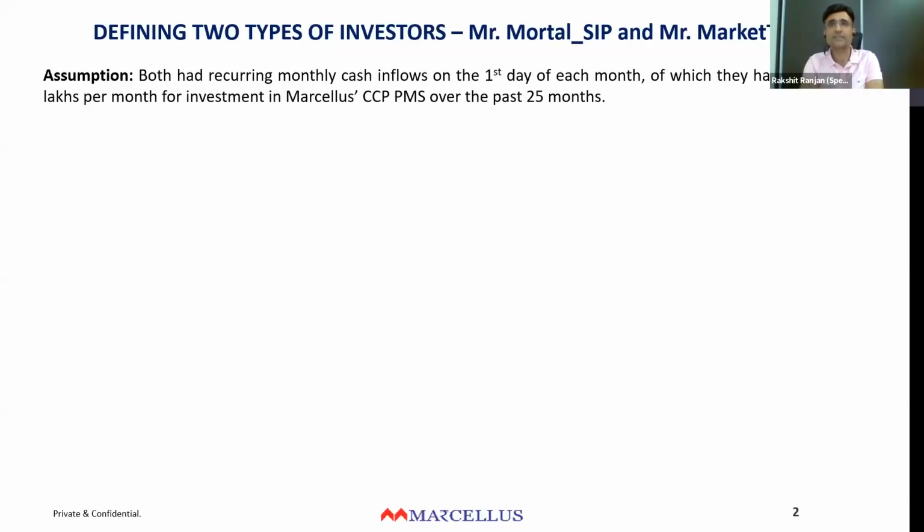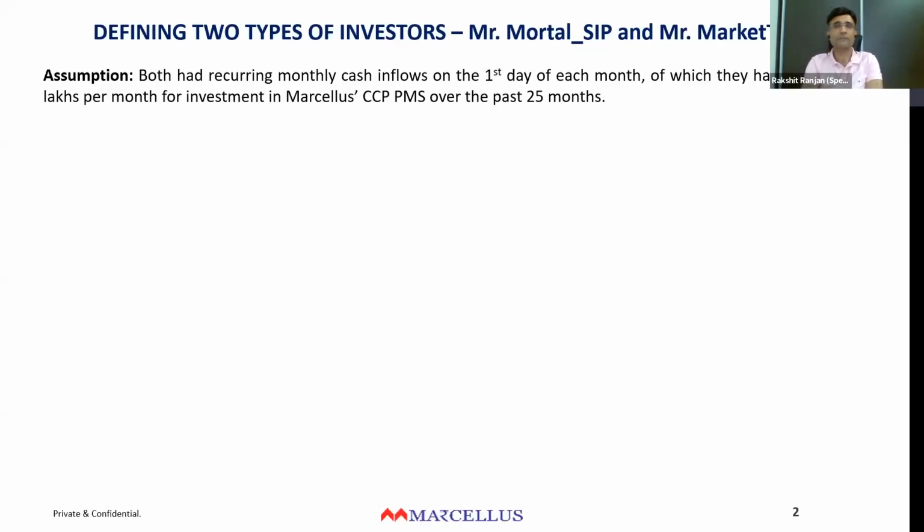Out of that, let's assume that they both set aside the same amount of money as surplus saving, right, or surplus cash, which is free for investments. And let's just, for simplicity's sake, assume that both of them have got 5 lakhs per month for investment in Marcellus CCP. So the products are decided, their quantums are the same, and the frequency is also the same, which is first day of each month they receive this, right?